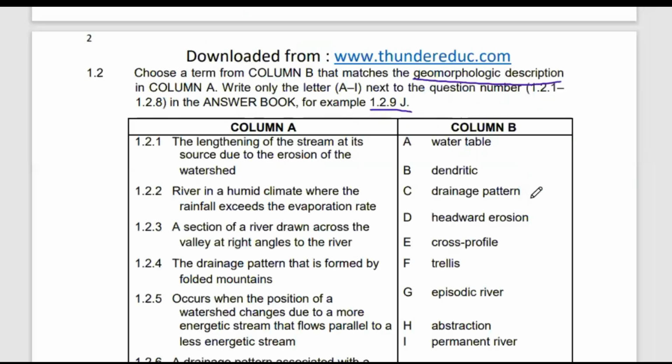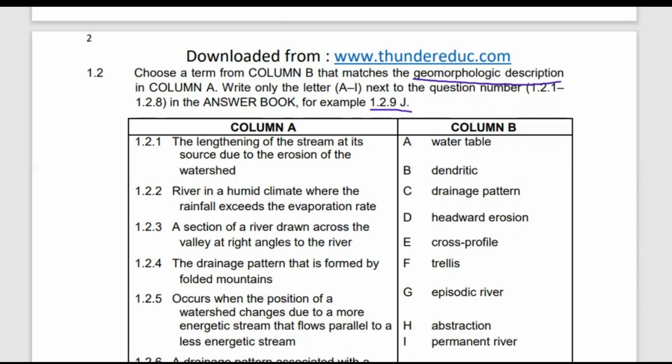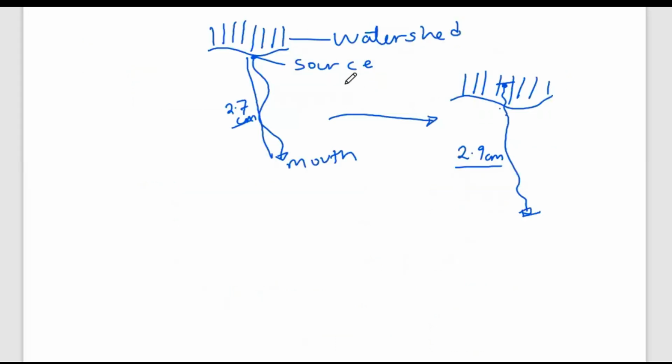Question says, the lengthening of the stream at its source due to the erosion of the watershed. Let me check the question once again. The lengthening of the stream at its source. Remember, they're using this concept, they're saying at its source. Lengthening at its source, and I try to show it here. This is before the lengthening. This is the source. This is the watershed.